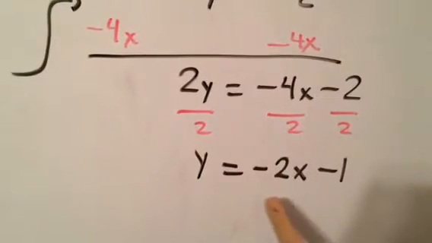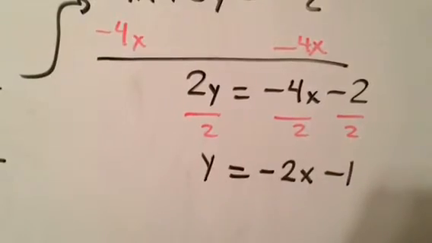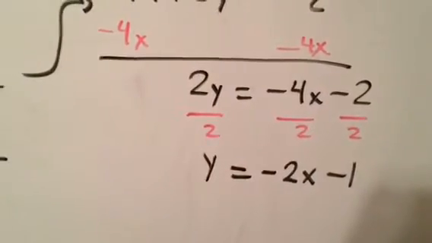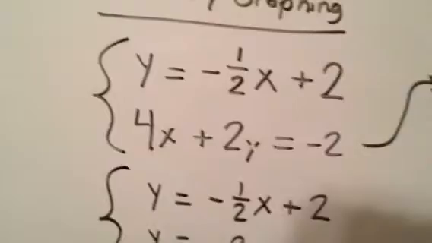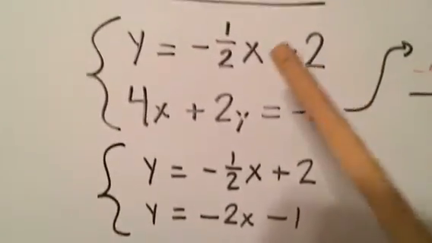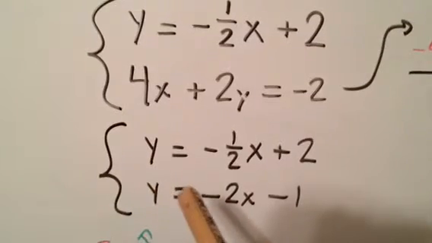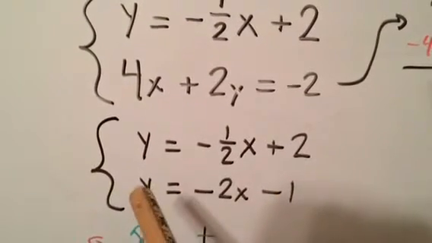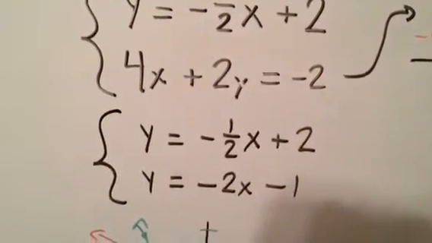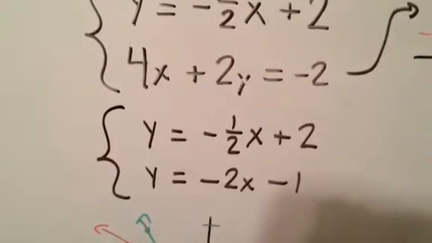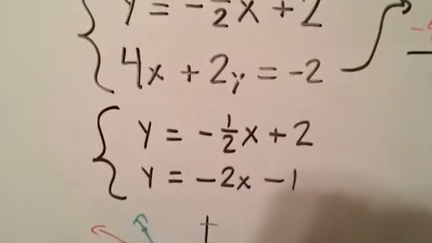Therefore, my second equation can be written as y equals -2x minus 1. I have done that by taking the top equation and leaving it the same. But that second equation, we have now written it in y equals mx plus b format. From here, we can graph the two equations.